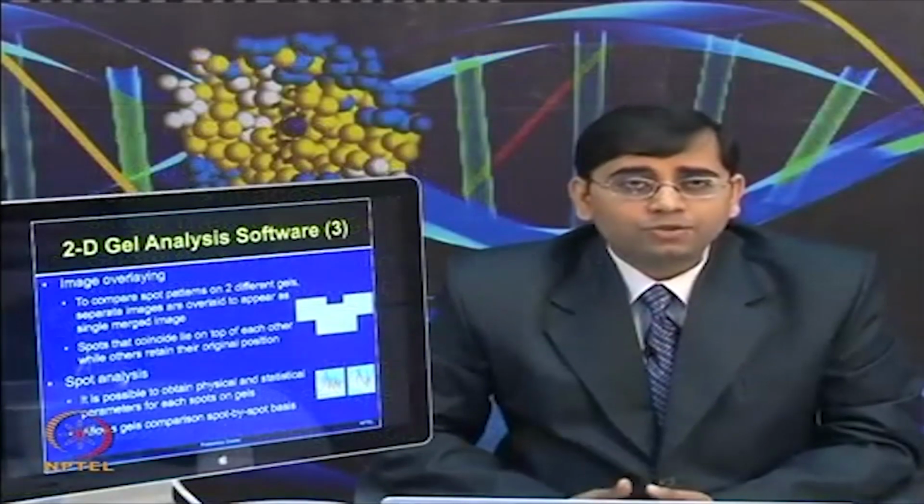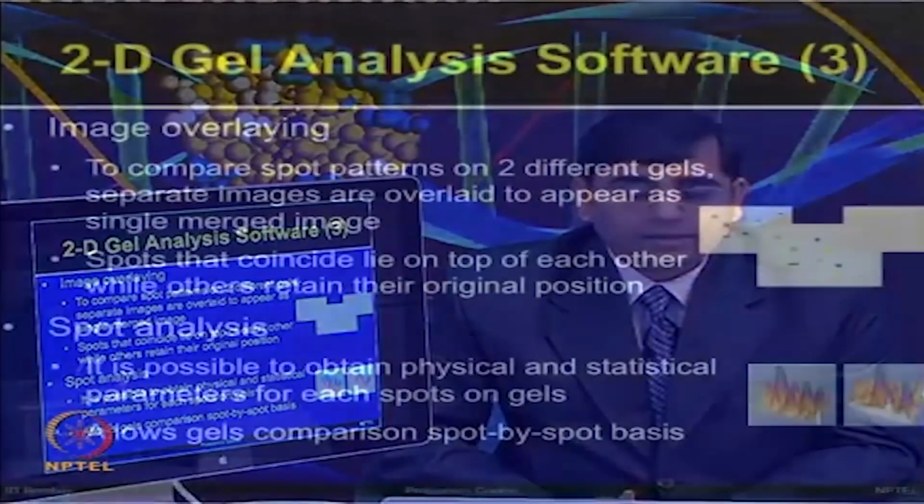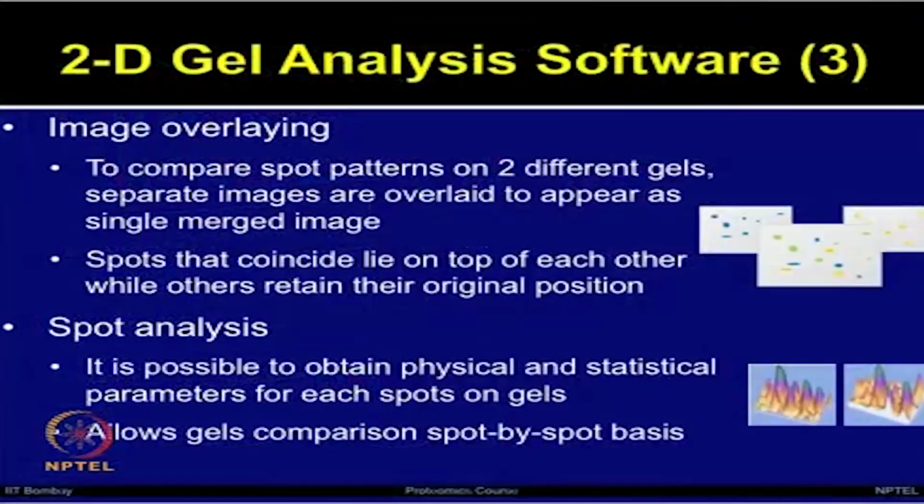Then you would like to do the spot analysis, where it is possible to obtain physical and statistical parameters for each spot which is present on the gel. You can look at the three-dimensional views of each of the spots, how they are differing from the control to the treatments, and then you allow the comparison of the gels on a spot by spot basis.